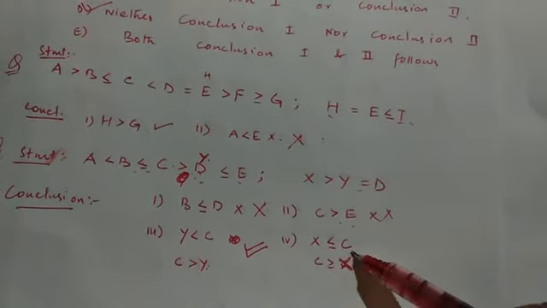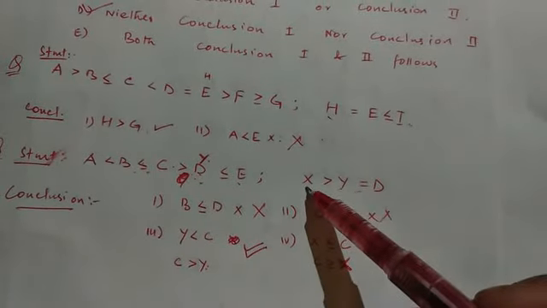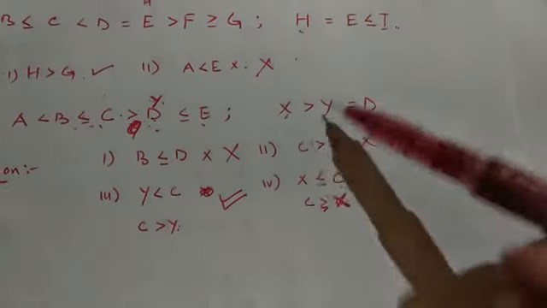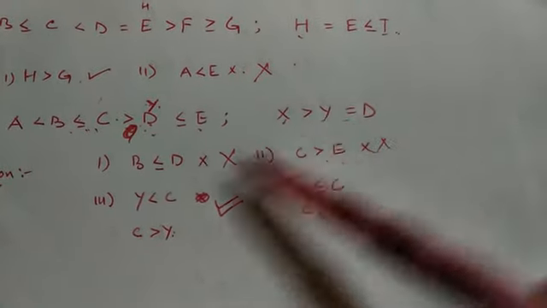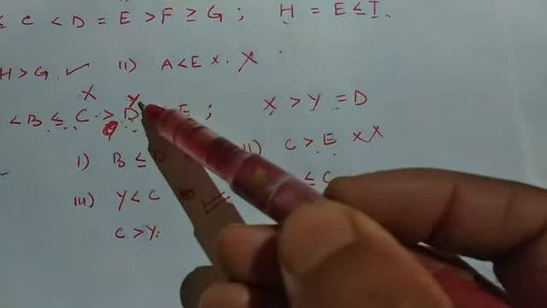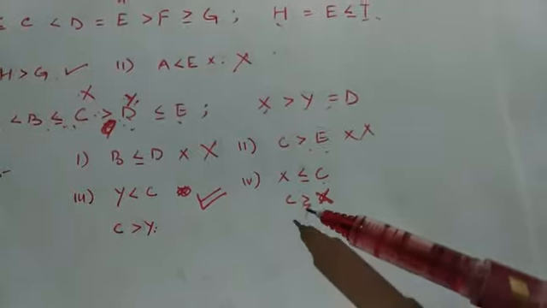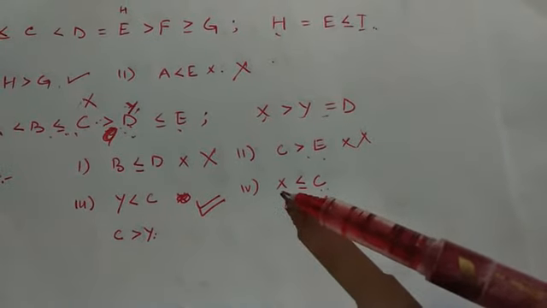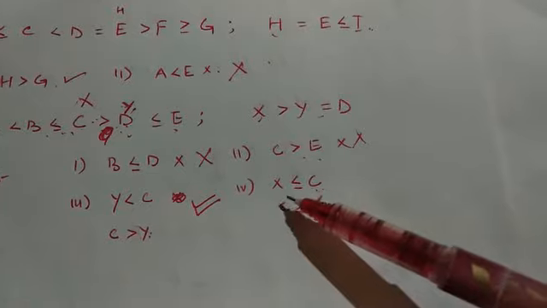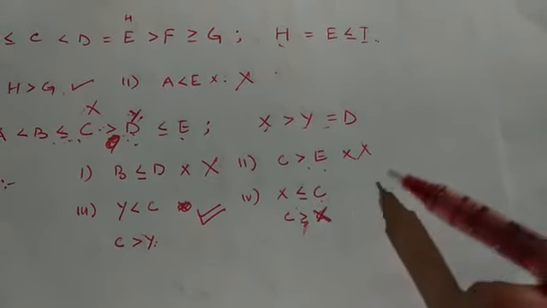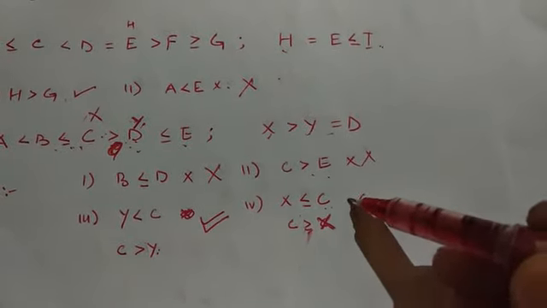X is less than or equal to C. Where is our X? Here, and C is here. Here we have X is greater than Y, means I can write X in place of C, that is X is greater than Y. Now C and X have the same position, but our conclusion is telling us that X is less than or equal to C. So this conclusion is also false.